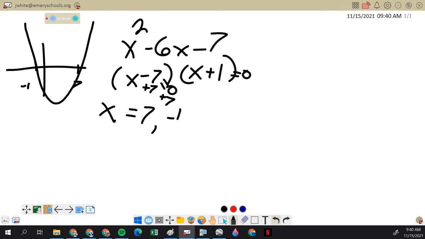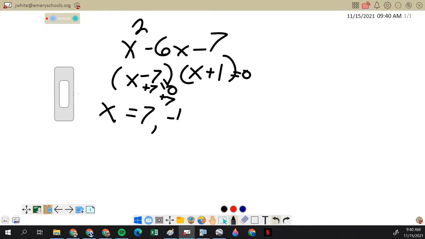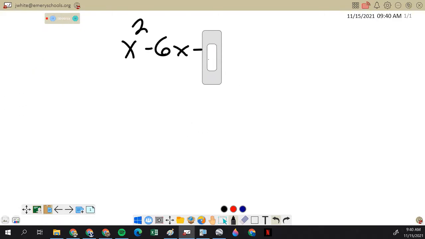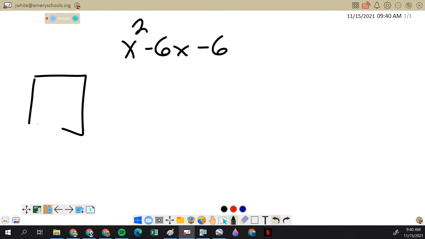Okay? But sometimes quadratic equations don't hit the x-axis in nice places. For instance, let's do minus 6. If I try to factor this, x squared negative 6, multiply those together, negative 6x squared, are there two numbers that multiply to be negative 6 and add to be negative 6? No. So using factoring, this quadratic has no solution.